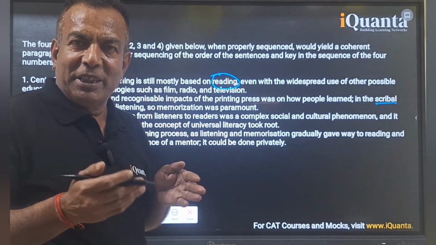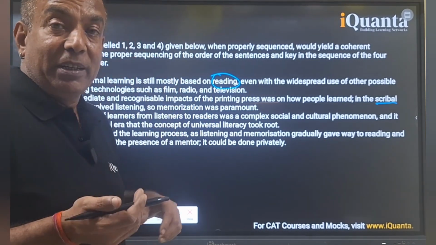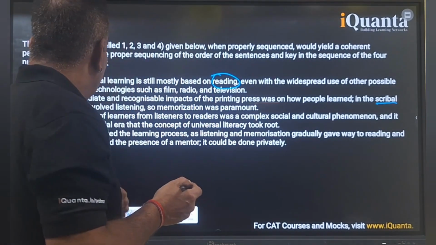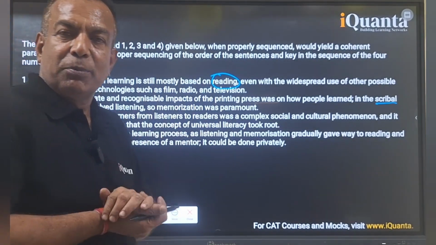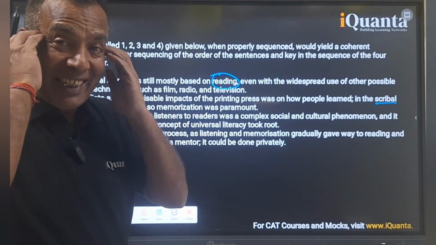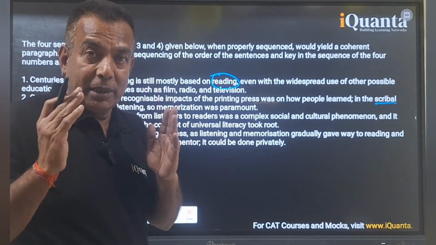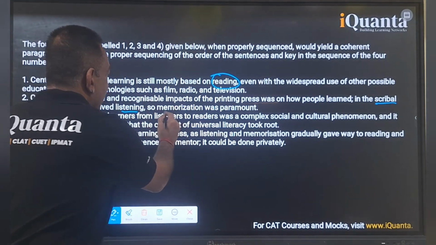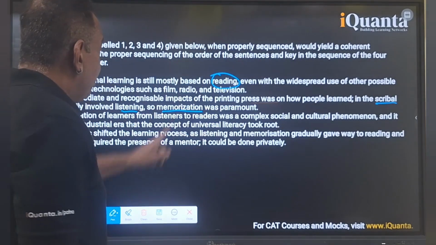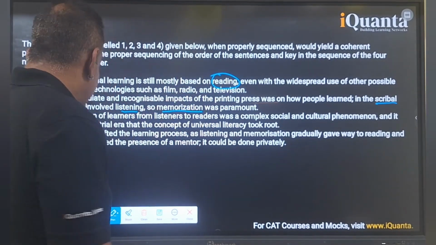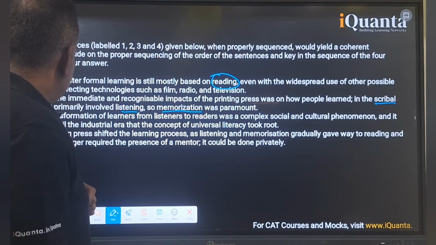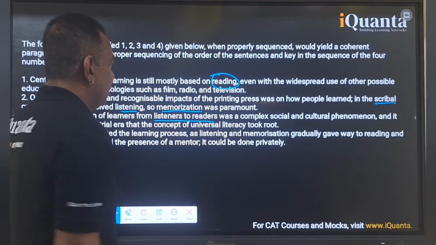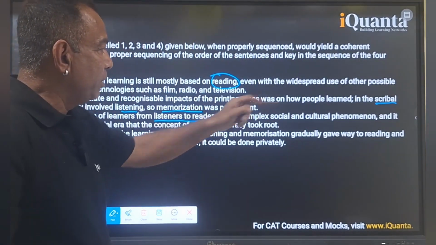Because everybody did not have reading material that they could read, or they were not that capable at that time. So it was listening that was providing knowledge to people, and they had to retain it in their mind. Mind में रखना पड़ता था जो उन्होंने सुना. So the part was listening and memorization. The first one, if you remember, we talked about reading. Now number 3, the transformation of learners from listeners to readers. As you see, listeners to readers was a complex social and cultural phenomenon.